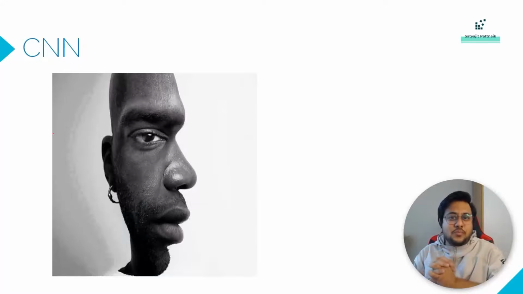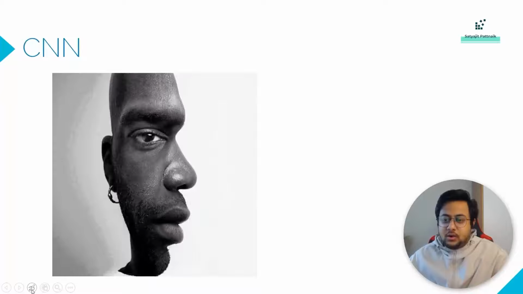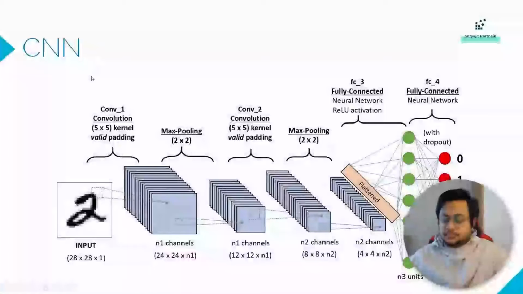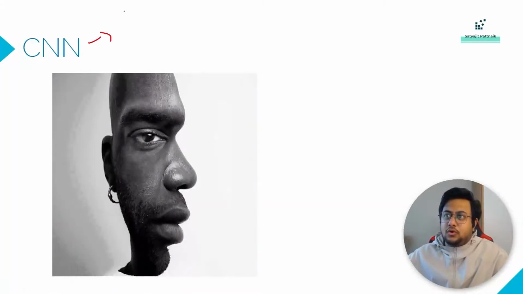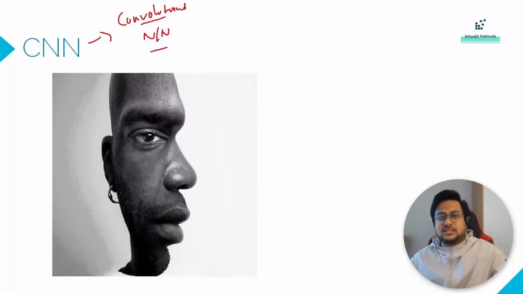Coming on to the most important topic. What is CNN? Now, CNN is nothing but convolutional neural network. This is what CNN is. But what exactly does CNN do? What exactly does CNN do that artificial neural networks are not capable of?